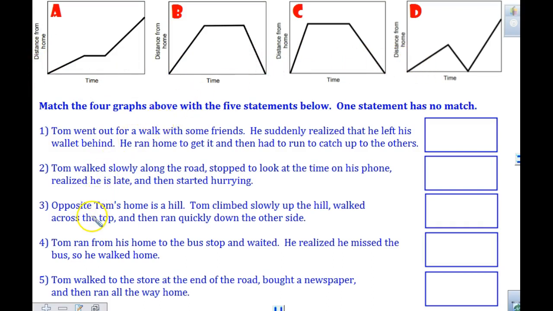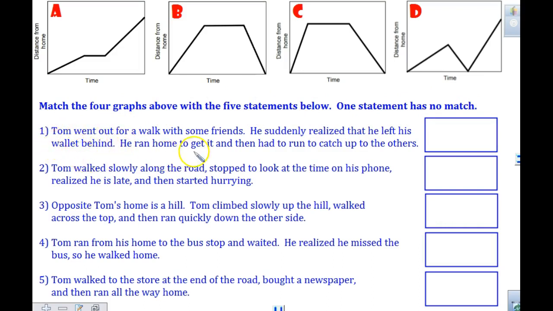So what I would like you to do right now is we're just going to read through the situations, okay? So I'm just going to pick on someone and we're going to just keep reading these. So it says match the graph to the statement. One statement has no match. So if you would start off, Bashir.